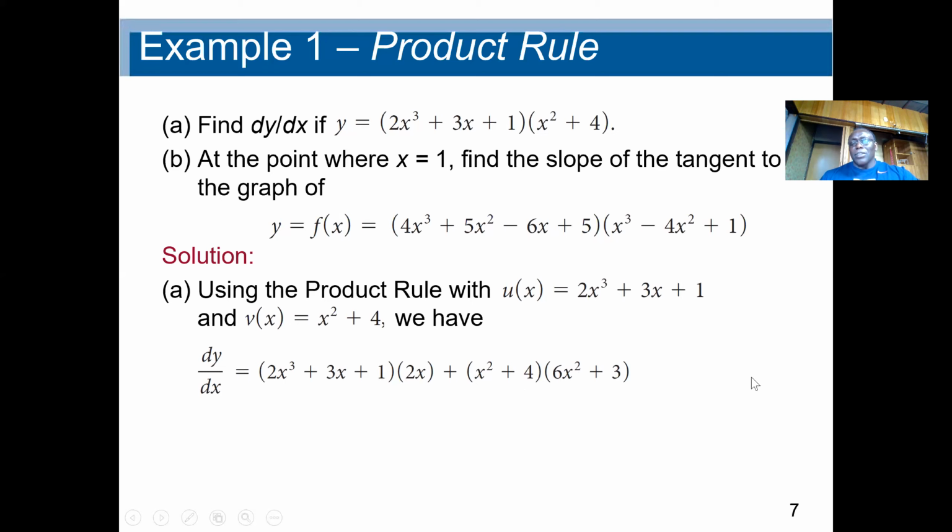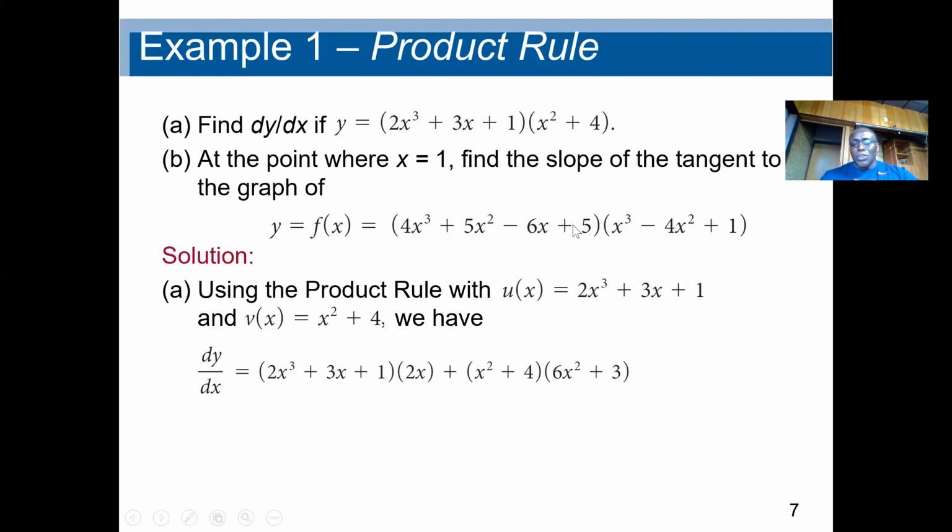Now we can simplify this expression if we want to. But the main thing I want us to understand here is that when we have a product, the first term multiplied by the second term, 2x cubed plus 3x plus 1 multiplied by x squared plus 4. I'll find the derivative of the first term. It doesn't matter, you can do the first term first or the second term. But let's say I'll find the derivative of the first term, then I'll multiply by x squared plus 4. Then I'll find the derivative of x squared plus 4, then I'll multiply by 2x cubed plus 3x plus 1. Plus, we add them. So that's what we did here.